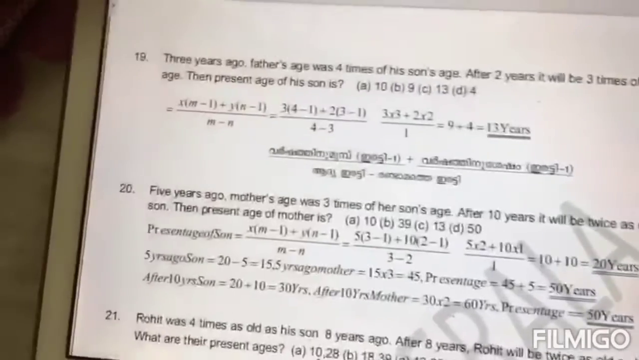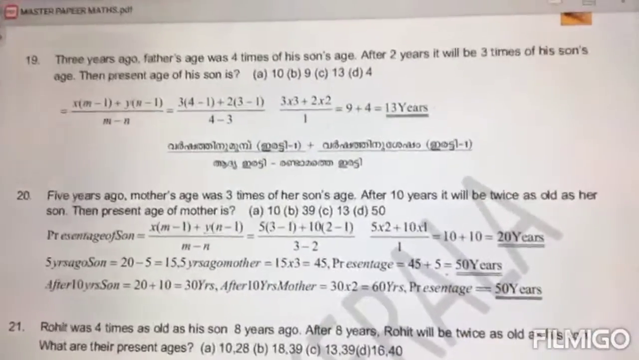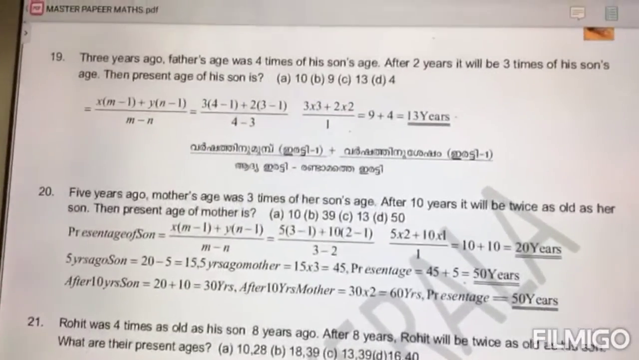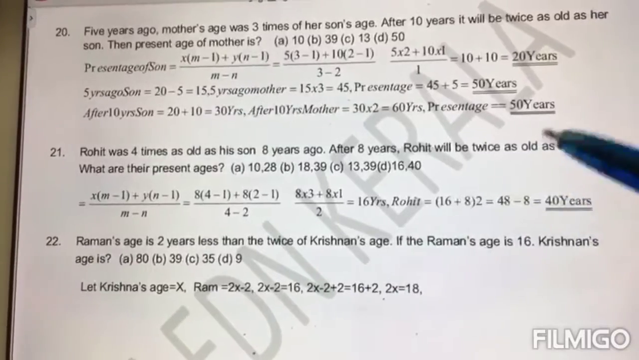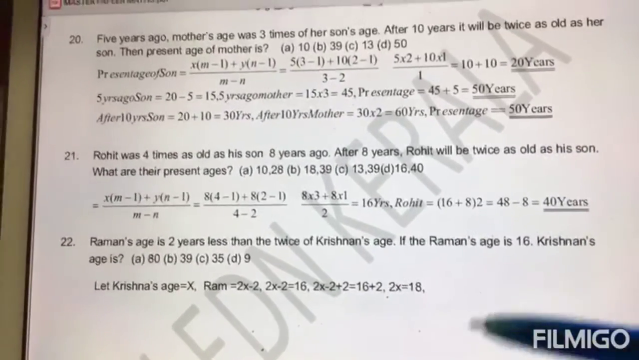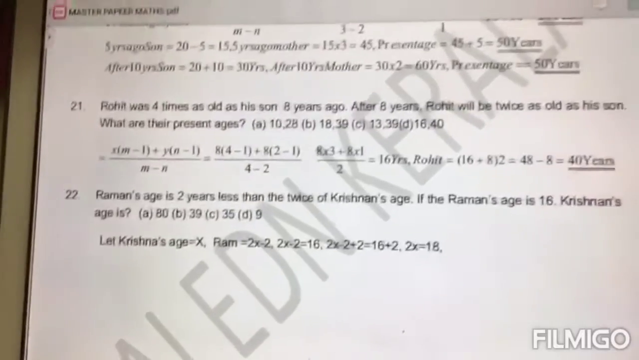Got it? Now, I hope this is clear. You have to read the question carefully. 20 and 21 are very similar to what we did, so I'm not doing it. You can do it by yourself. Let's do number 22, which is the last question.